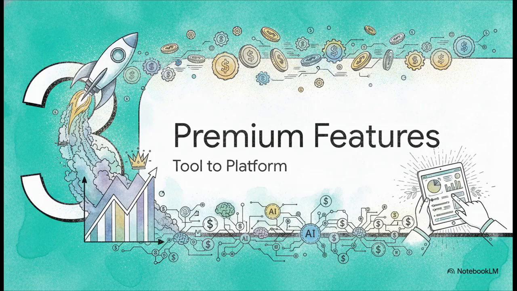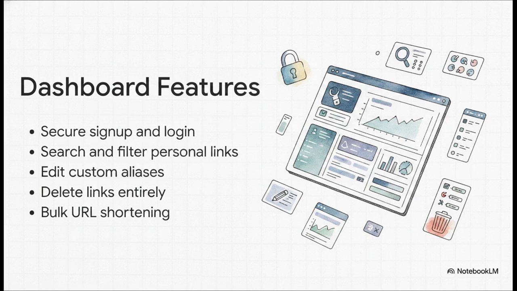All right, phase 3. Upgrading to premium features. This is where we move from a simple tool to a full-blown platform. If you want to serve professionals, your app needs real user accounts. So, with just another prompt, the AI built out an entire secure dashboard. Users can securely sign up, log in, search and filter their past links, edit custom aliases, delete old links, and, this is a real game changer for marketers, do bulk URL shortening. All these features do one critical thing. They turn a random one-off visitor into a retained, sticky user.